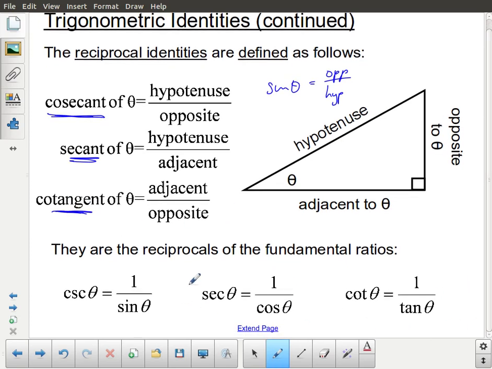I've summarized the fact that we have these reciprocal identities. Cosecant has a short form, CSC, just in the same way that sine's short form is sin. Secant is SEC. Cosine, of course, is cos, so secant is 1 over cos. Cosecant is 1 over sine. Cotangent is 1 over tangent. And these are known as the reciprocal identities.